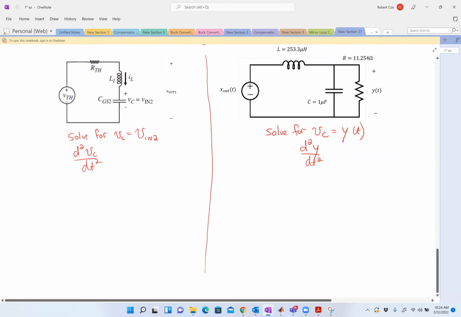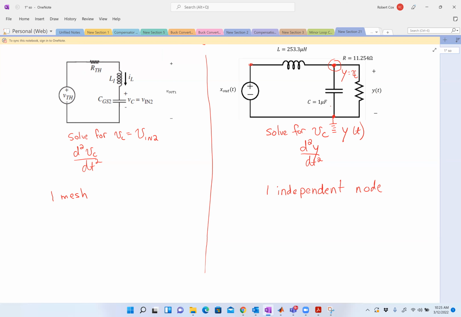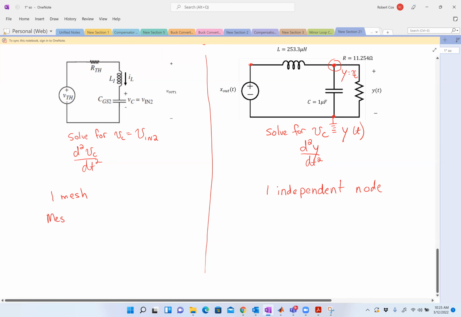Looking at this, I basically have the tools. This one here is one mesh. Over here, I have two meshes. But most importantly, if I look at this, I have one independent node. I can define this bottom node right here as ground. I have this node that I don't know, and this node that I do know, since I have a voltage source right there. So the one independent node is right here, which I could call Y or V sub C. The voltage across that capacitor is V sub C, or as we've written it, Y of T. So the voltage here with respect to the ground node is V sub C or Y. We have one independent node to solve for. That tells me that for the circuit over here, nodal analysis is the approach.